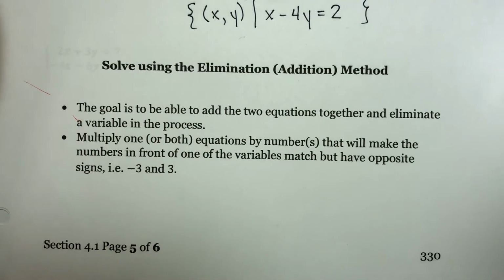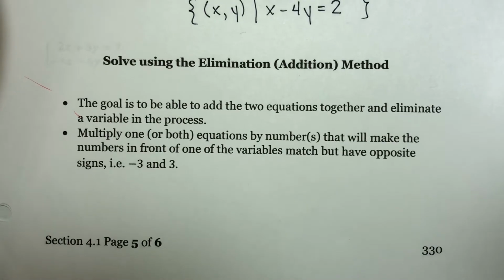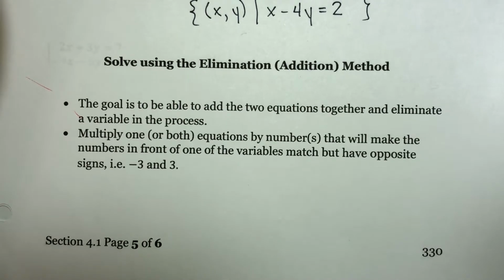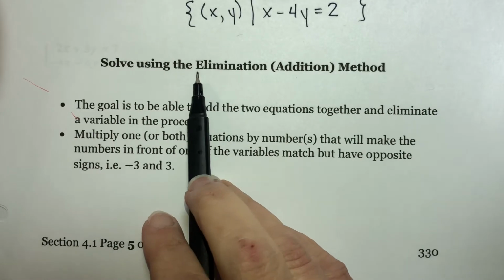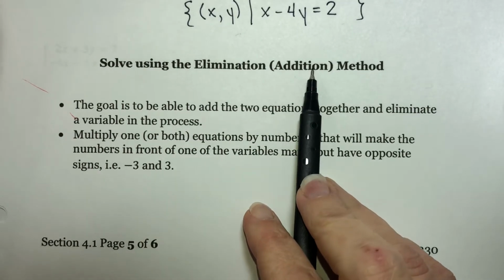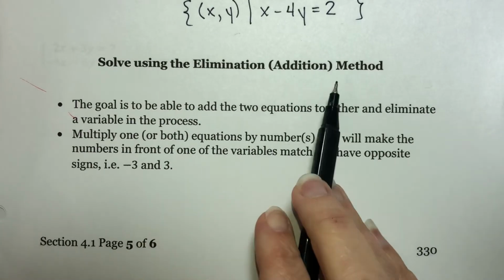This is part 3 of section 4.1. We have talked about graphing, we've talked about the substitution method. Now we're going to talk about the elimination method. This book calls it the elimination method. The college algebra book calls it the addition method. And I like both names because they really do tell you exactly what you're going to do.